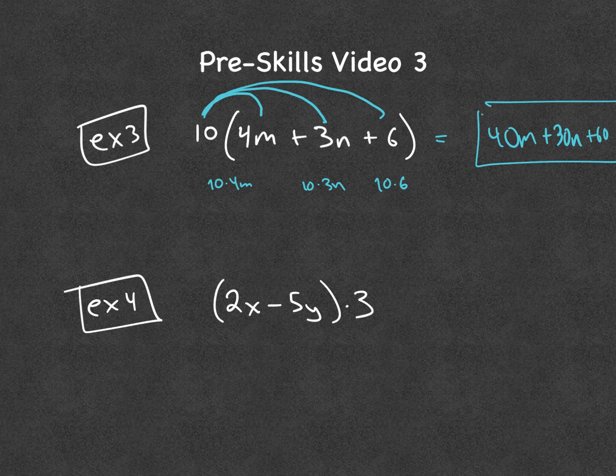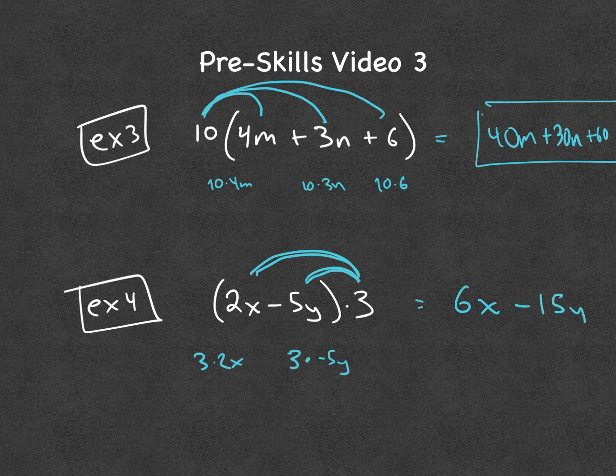In number 4, the order's reversed on us. It's not common that you see it this way, but it could show up. We still just distribute backwards. You take the 3, you're going to multiply it by 2x. 3 times 2x, okay, that's 6x. 3 times negative 5y would be negative or minus 15y. So even though these look a little different, we still approach it the same way. You distribute to everything on the inside, every term on the inside.